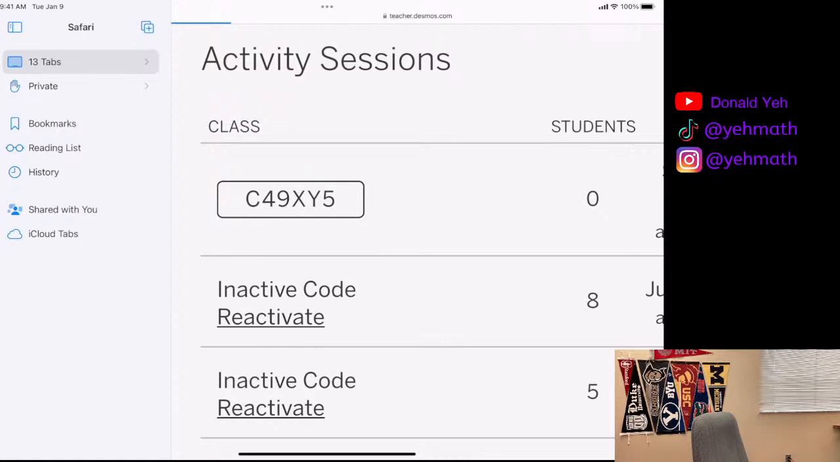Are you guys able to log in yet? Error code. C49XY5. Okay. Here, you're gonna have to use student.desmos.com. C49XY5. Huh? It has to be capitalized.